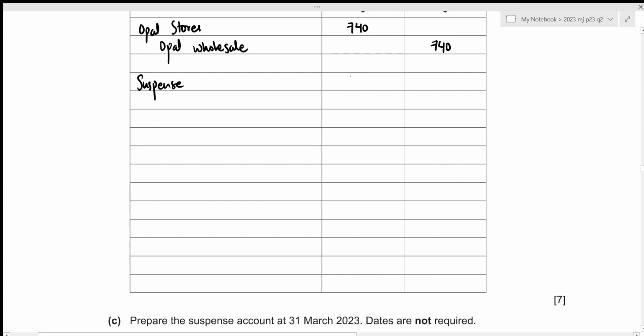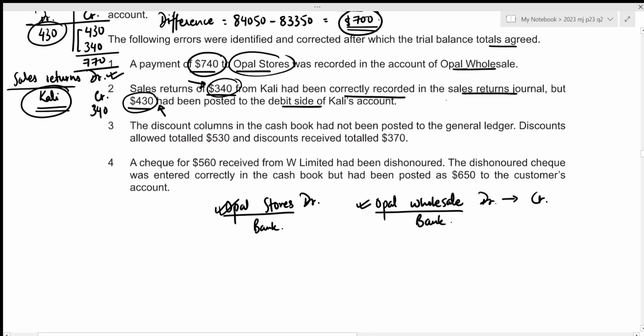And remember, the total, we calculated it to be 770. And on the credit side, it should be Kali. That's all for the second error.